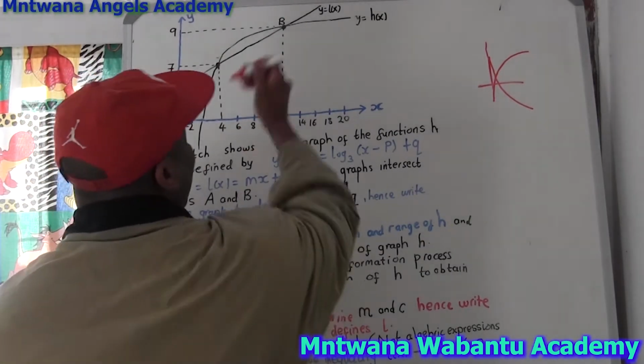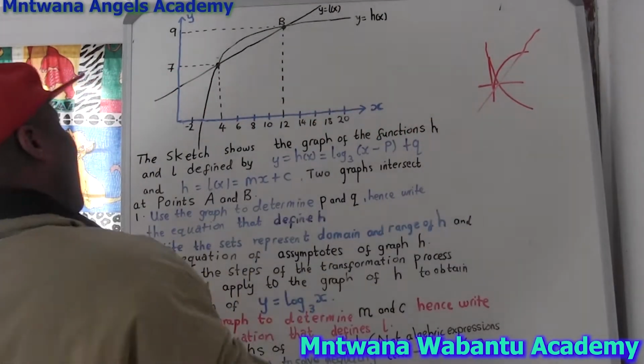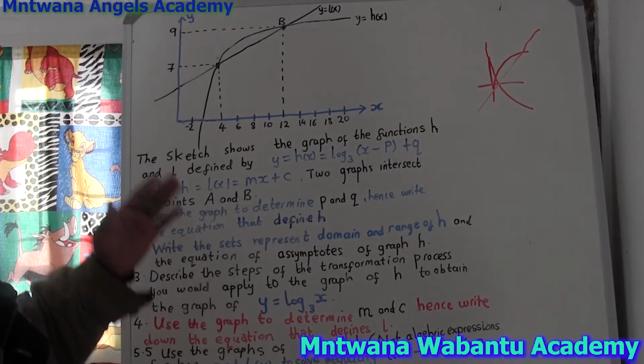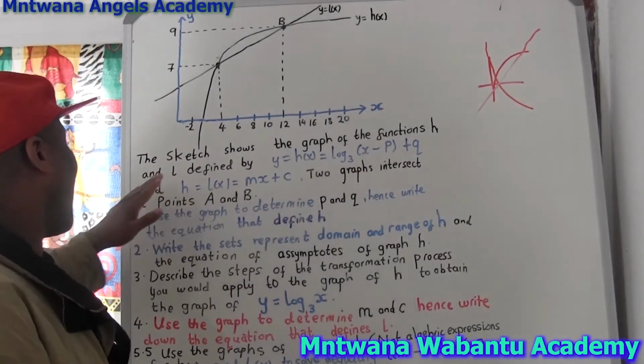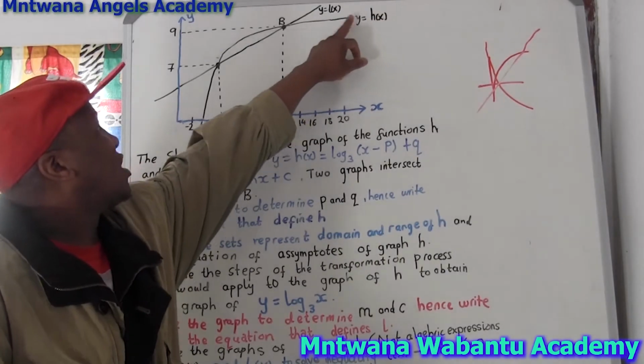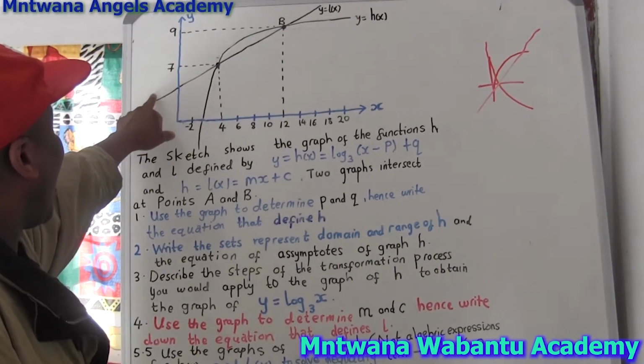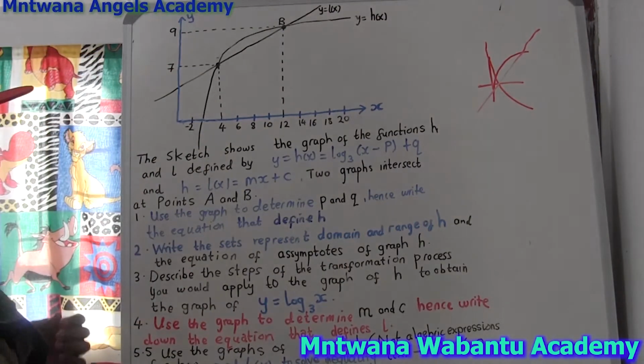Also, we have a straight line here. Now, what do they want us to do? They say this sketch shows the graph of the function h. And this logarithmic one is h, y equal to ln x. So what do they want us to do?